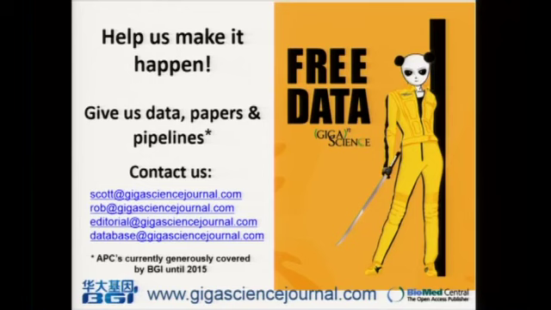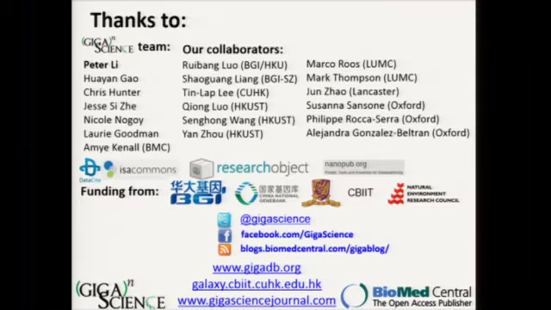So help us make this happen. Give us your data, your papers, your images, your pipelines. You can publish any of these as notes with us. We're an open access journal, and all our publication costs are currently covered by BGI until 2015, so it's a free open access journal at the moment. Please get in contact with us if you want. That's just the people that we work with: BGI, GigaDB, China National GeneBank, University of Hong Kong, et cetera. But thanks.